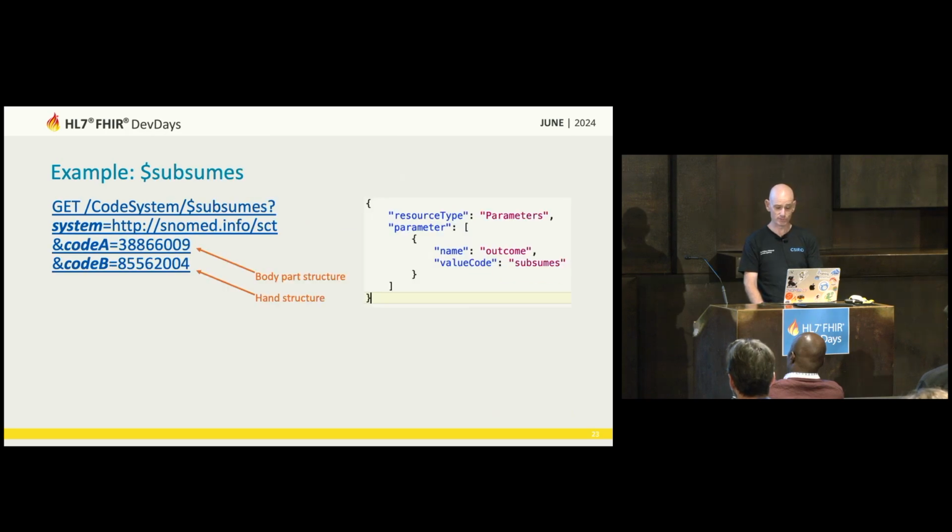This is a subsumes operation. So you can see here code A and code B. In this case, code A is a SNOMED code for body part structure. Code B is hand structure. And the result has come back and said subsumes. What that means is that body part structure subsumes hand structure. So hand structure is a type of body part structure, and that's the relationship between those two codes.